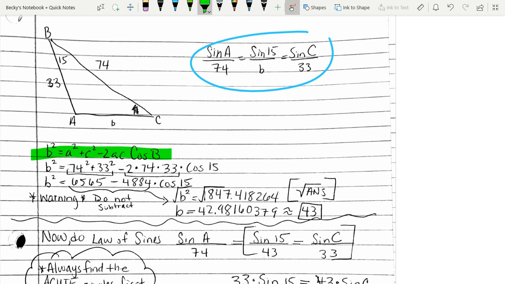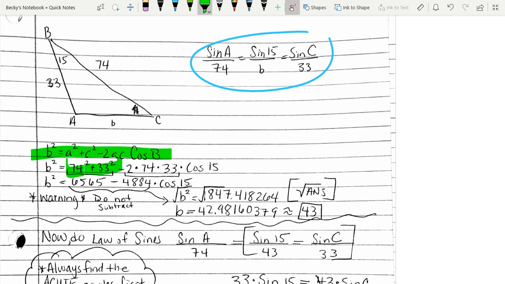We don't know side B, so that's unknown. Side A is opposite angle A, so it's 74, and I square it. Then side C is 33. Now, guys, there's a bracket here. Everyone sees the bracket, so that means I have to multiply those together and get that number. Go ahead and do that. Double check me: 6565.